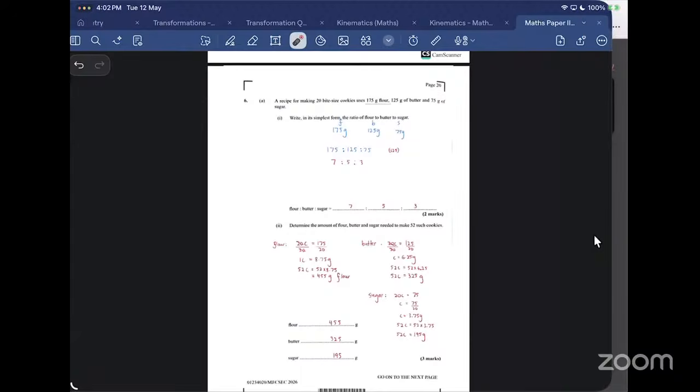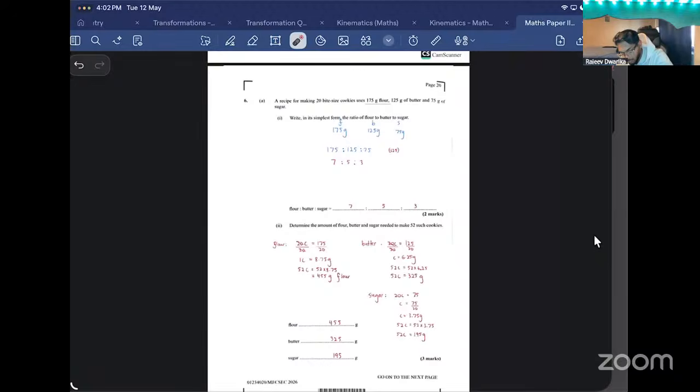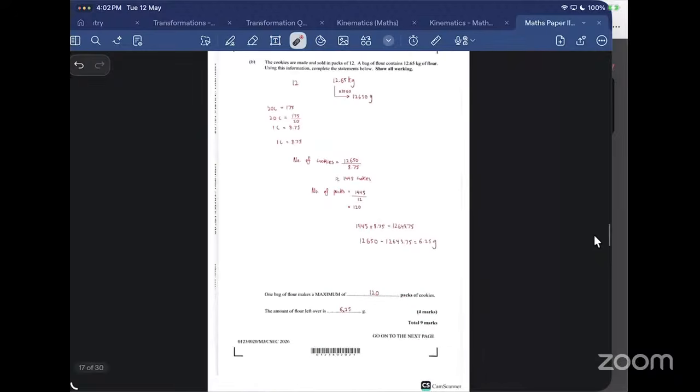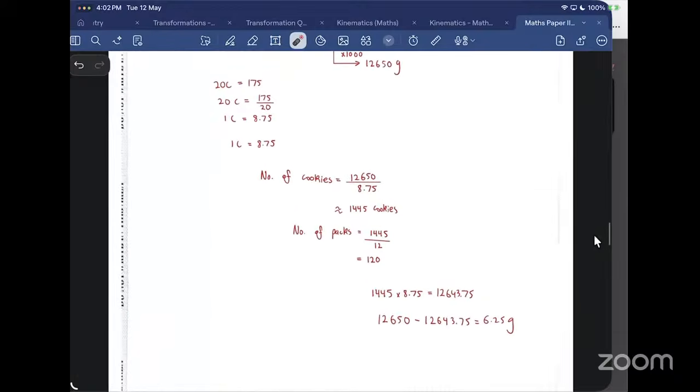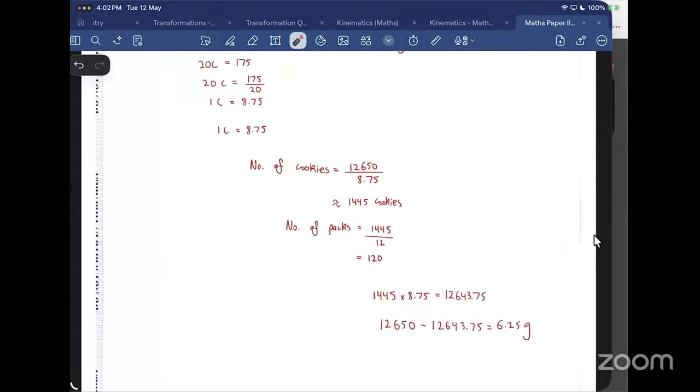So I was watching what Cohen Springer did, right? And I think I went with the same approach as well. You find out for one cookie, which was 175 divided by 20, and then he multiplied that by 12. I saw he put 12. Multiply 175 divided by 20 by 12, and you get 105. Then he divides 12,650 by that, and he got 120 packs. Then he comes back and multiplies the 120 by 105 to get 12,600. And when he subtracted, he got 50 grams.